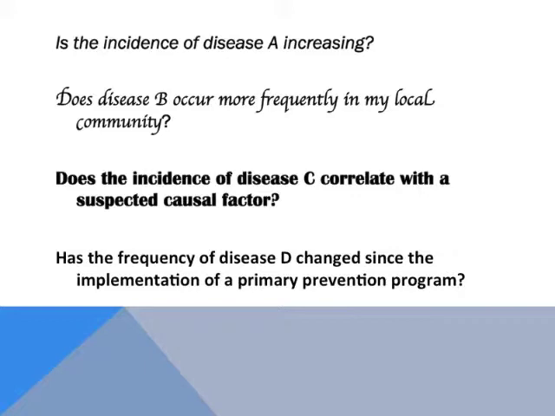Is the incidence of disease A increasing? Does disease B occur more frequently in my local community? Does the incidence of disease C correlate with a suspected causal factor? Has the frequency of disease D changed since the implementation of a primary prevention program? To answer these questions, we need to compare two sets of disease rates and be able to interpret the similarities or differences we observe.